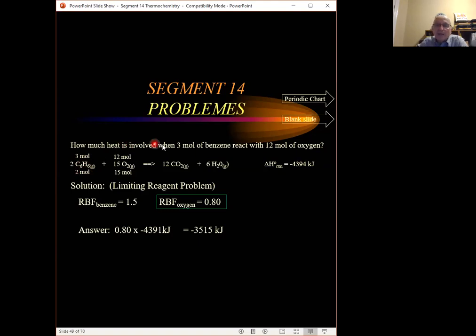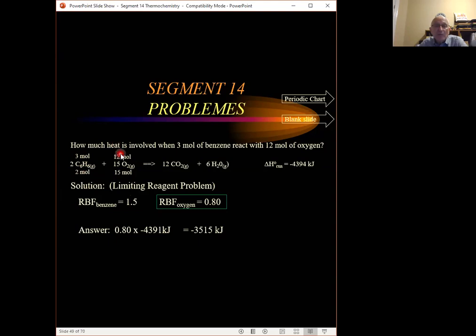If I look at the 12 moles of oxygen, the problem has 12 moles in it. The equation has 15. So I write 15 moles under the oxygen. So the problem says 12 moles. The balanced equation shows 15. So this now is a limiting reagent problem. You have 3 moles of benzene and 2 moles in the equation. Its rebalancing factor is 1.5.